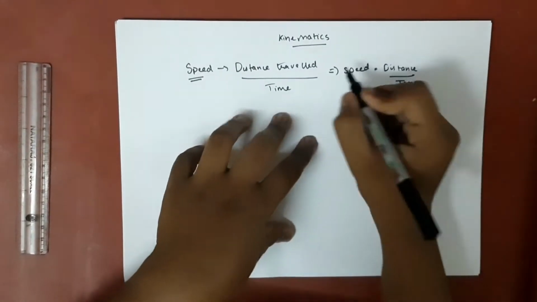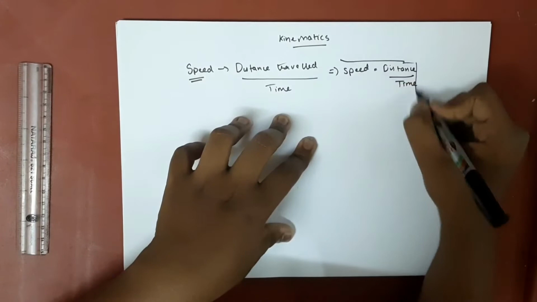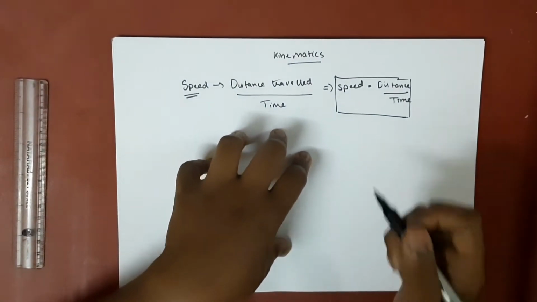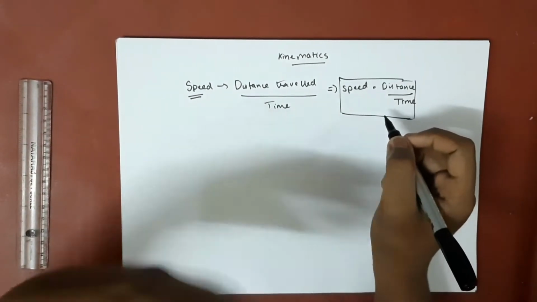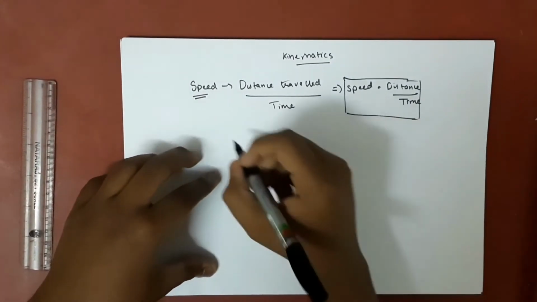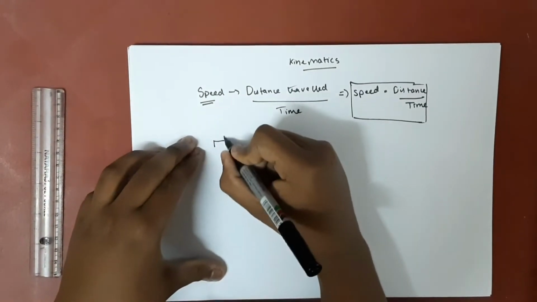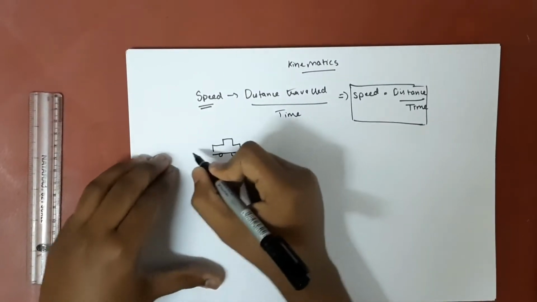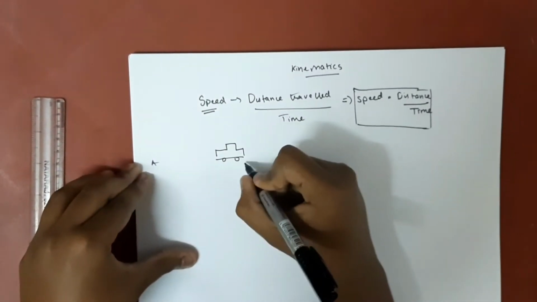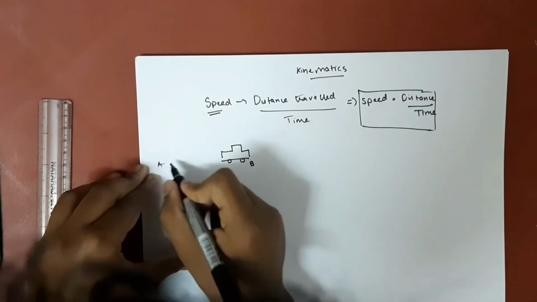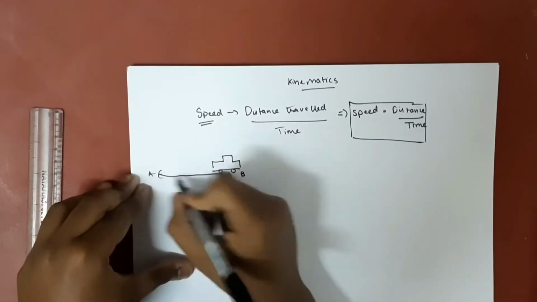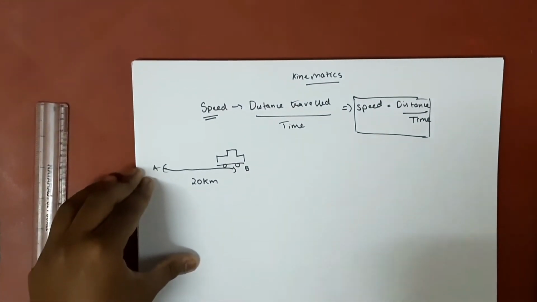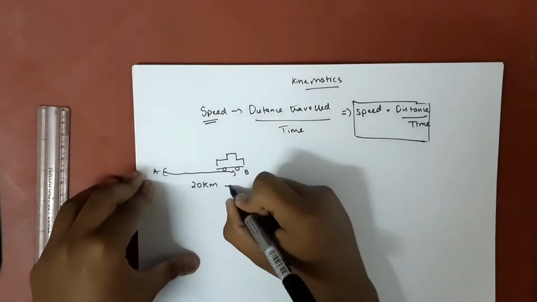So this is the first equation in kinematics. Speed is equal to distance by time. Now let's take a simple example for speed. Let's say that there's a car, and that car is traveling a distance from point A to point B. The distance between A and B is around 20 kilometers, and the time he takes is 10 hours.